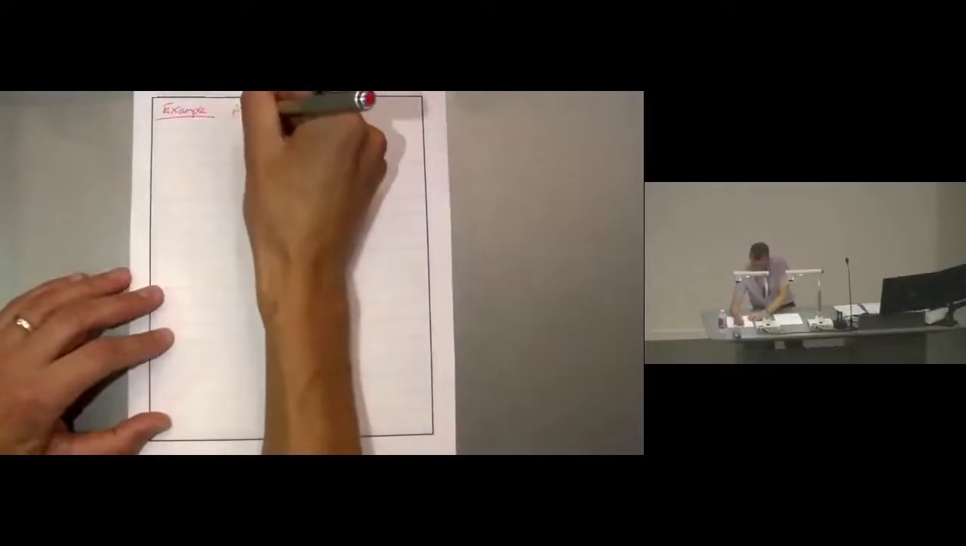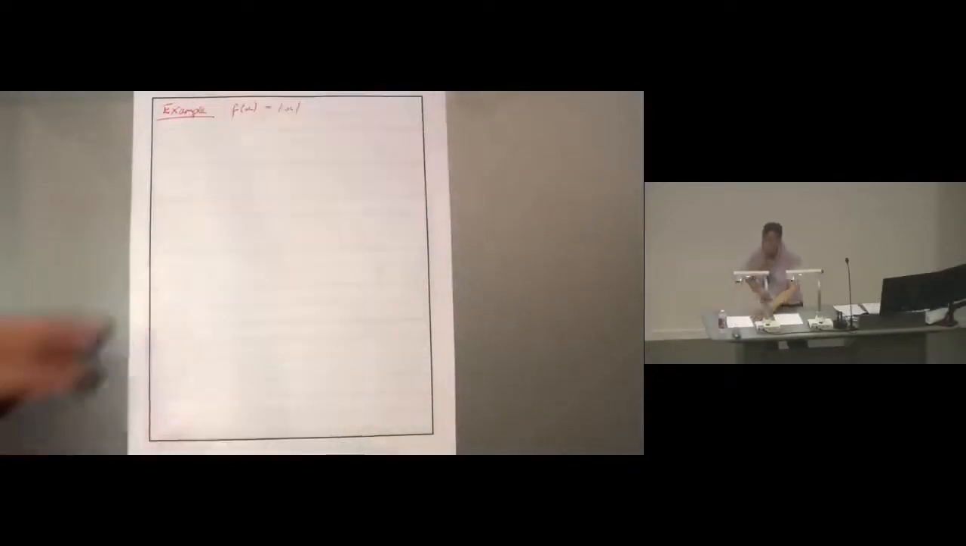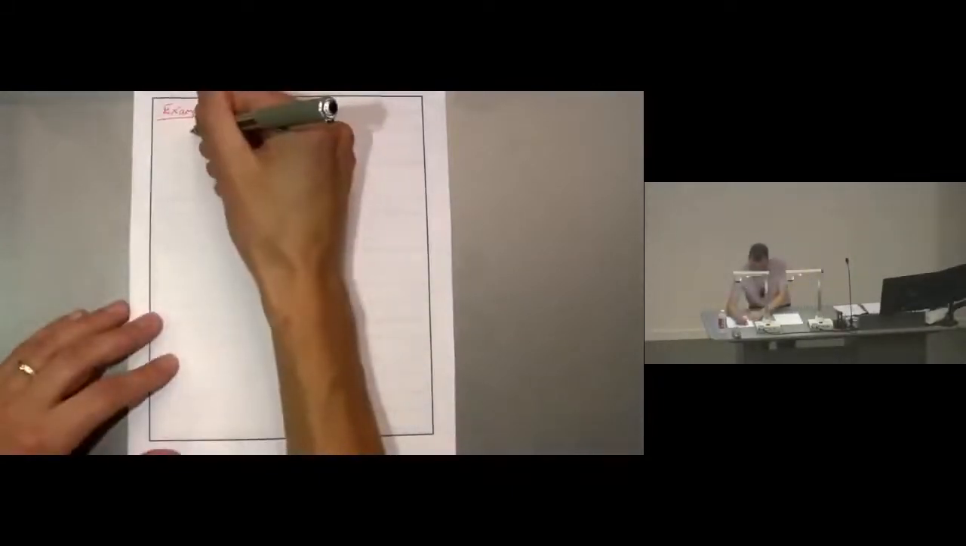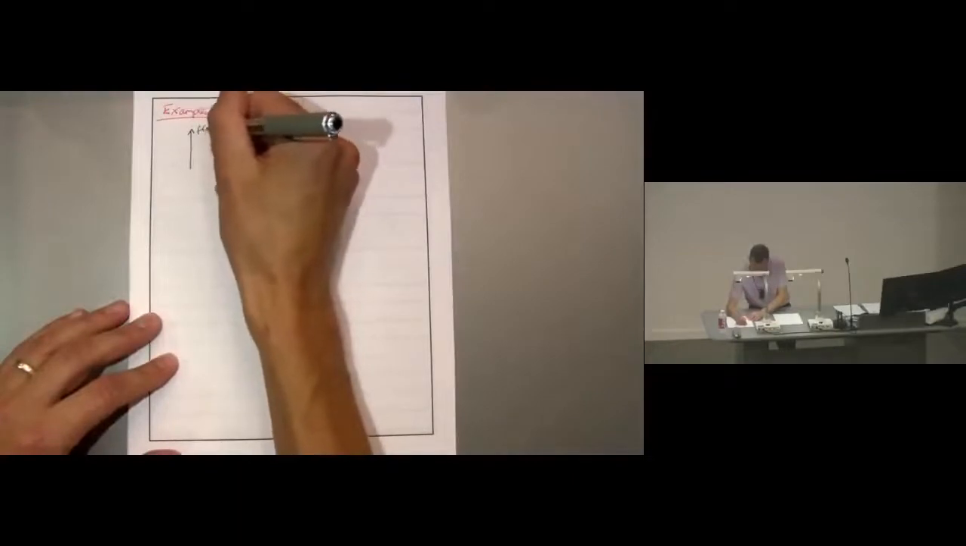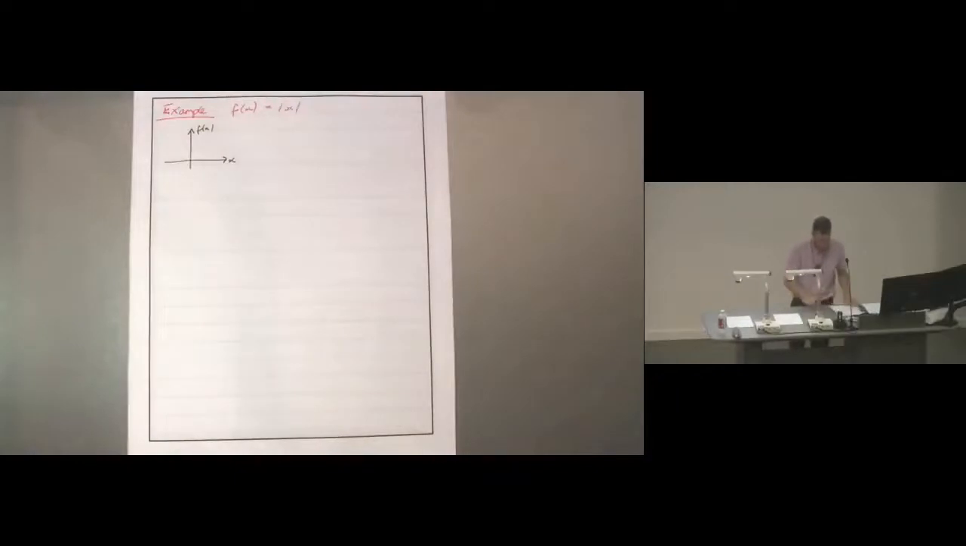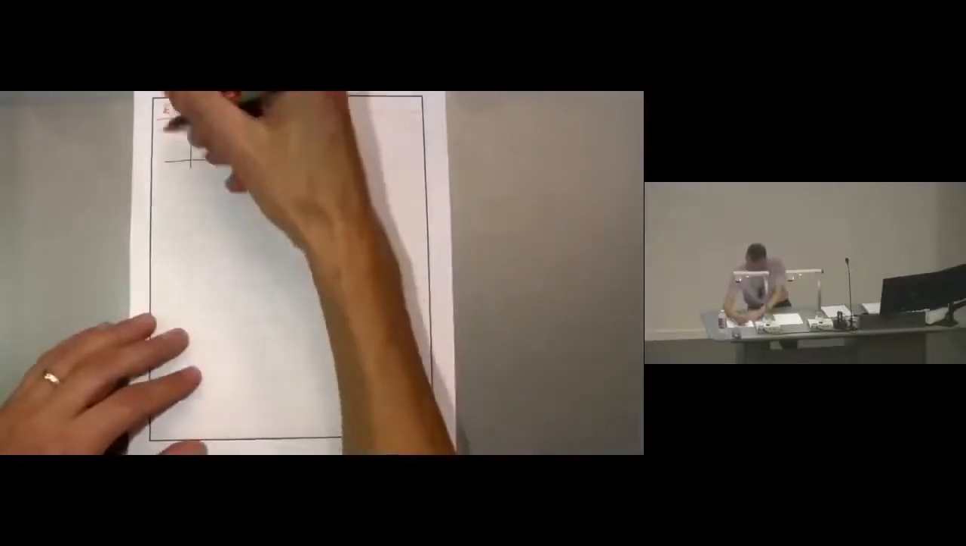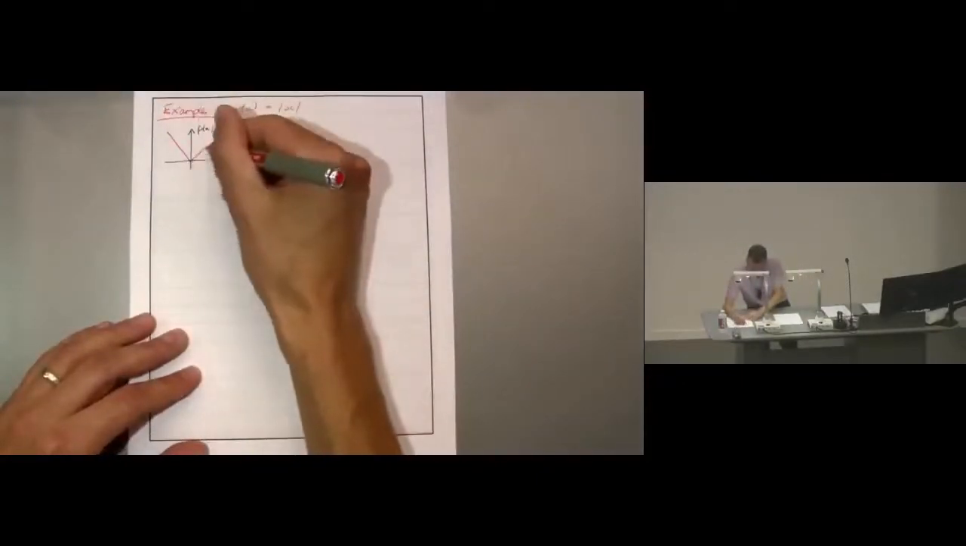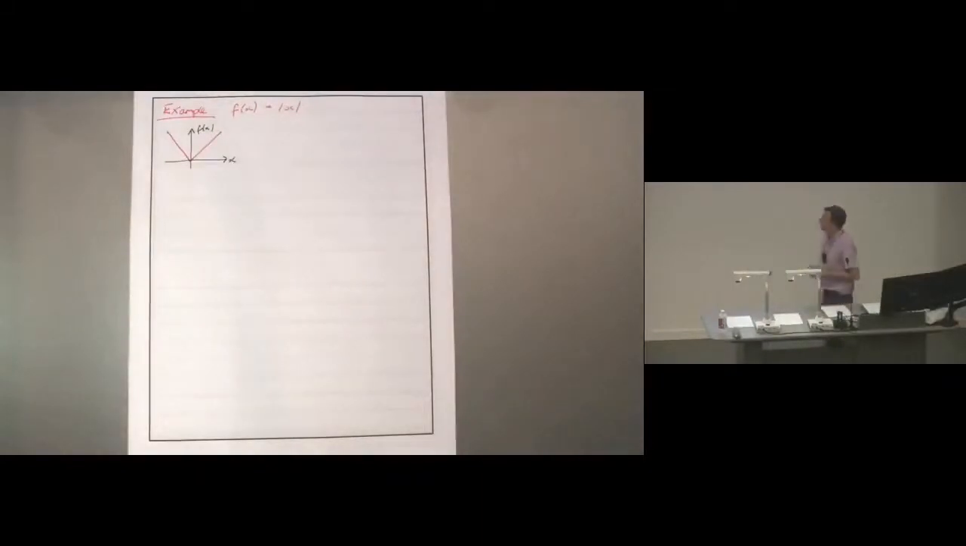Okay, so let's consider the function f of x, which is just the absolute value of x. What does this look like? Well, it's this function. It's just the absolute value function. And let's just apply this definition of a limit. In particular, let's take the left and right-hand limits and see what we get.